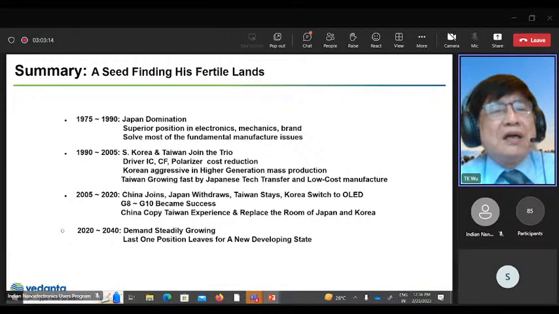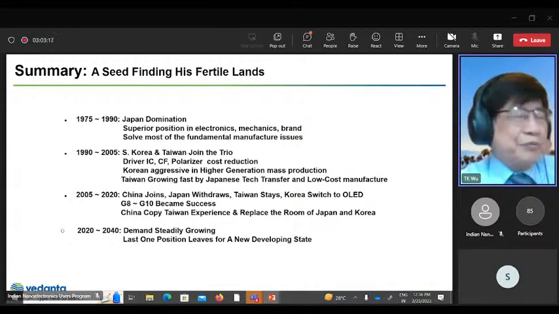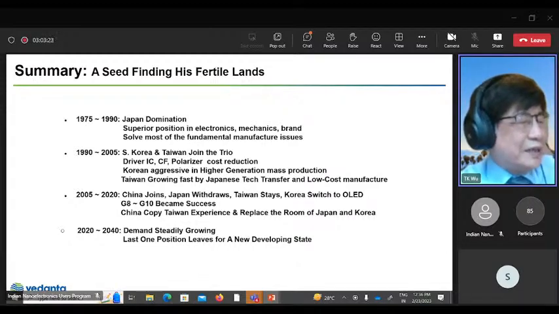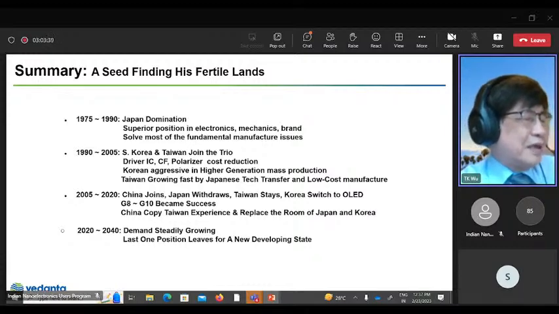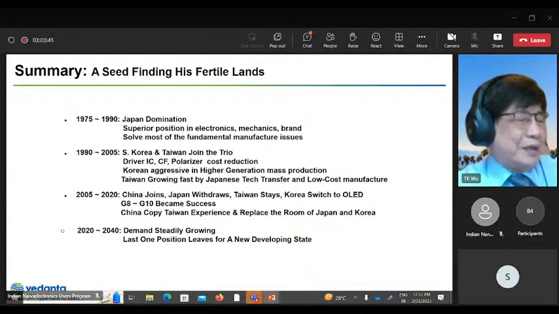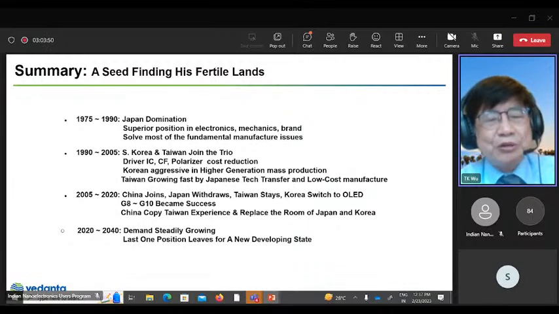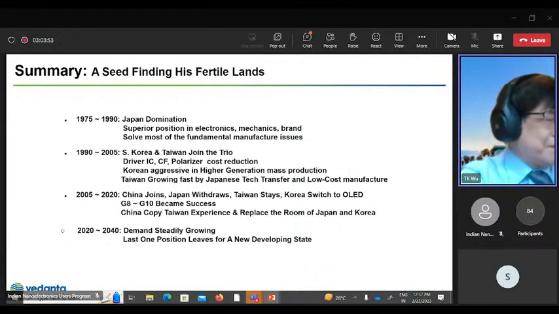Okay, we almost come to the end. We just summarize by period. 1975 to 1990, Japan pioneered this industry. From 1990 to 2005, Korea and Taiwan joined. During that time, their contributions, driver IC, in-house color filter, and polarizer, were driven by Korea and Taiwan. And then TFT-LCD became affordable, I mean cheaper, and bigger because it became popular. Most people can purchase, and it penetrated IT and TV successfully.